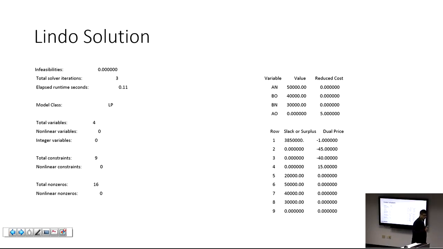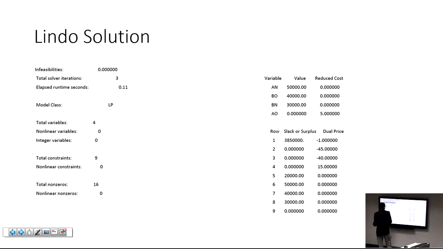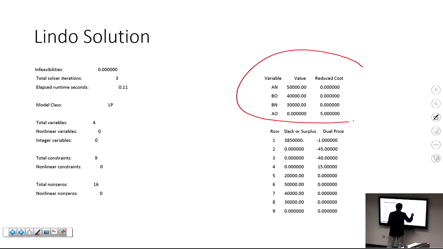So just 1 minute here. Okay, so these are various parts of the solution you get from the Lindo software. And I will, one thing at a time, talk about the different components of the solution, all right? So for now, I'm going to start with this portion of the Lindo output, okay?